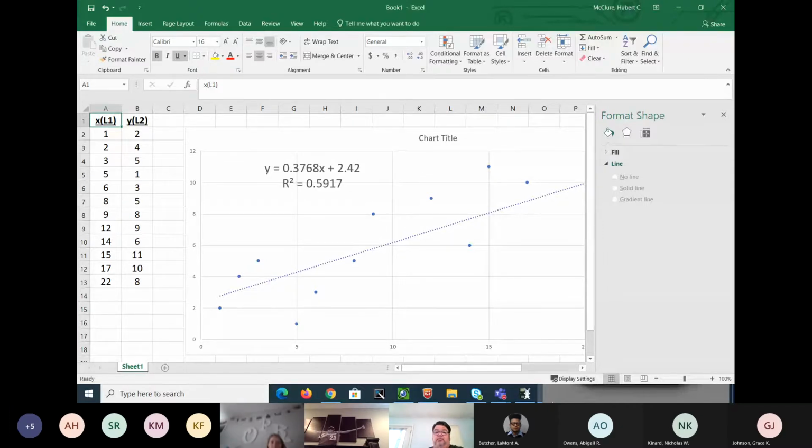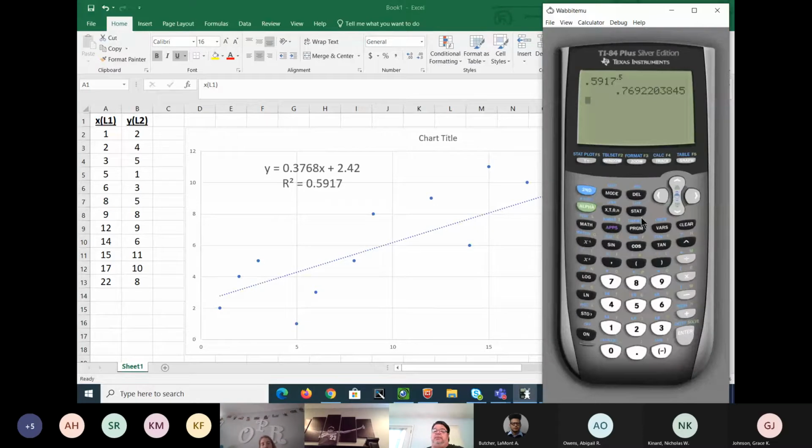Now let's do it in the calculator. Go to Stat, Edit, and let's type in 1, 2, 3, 5, 6, 8, 9, 12, 14, 15, 17, and 22. Everybody with me? Now 2, 4, 5, 1, 3, 5, 8, 9, 6, 11, 10, and 8. Everybody good?